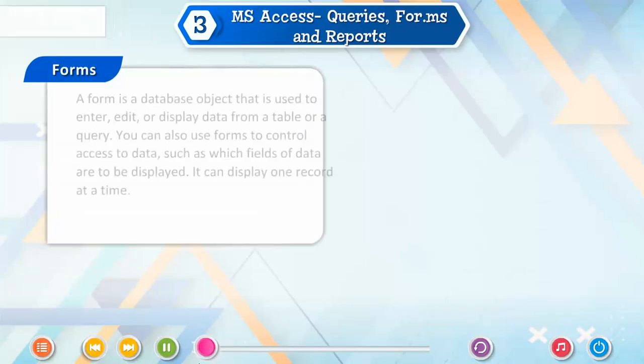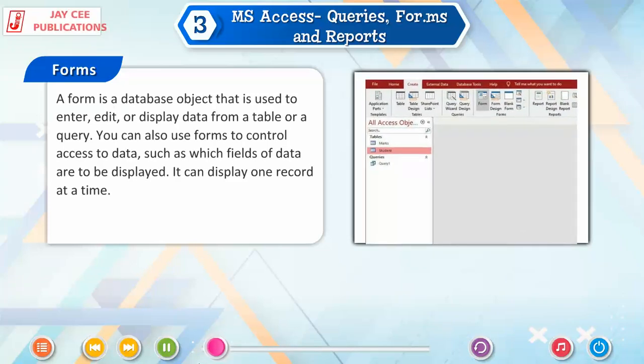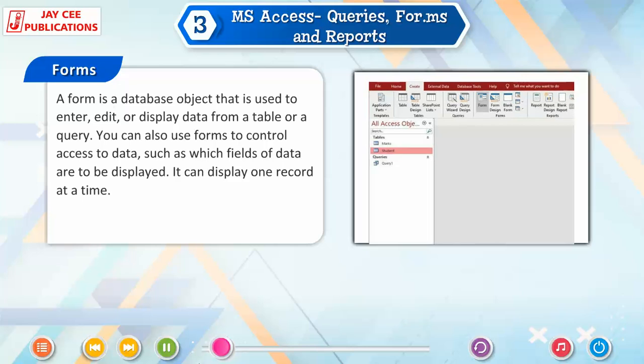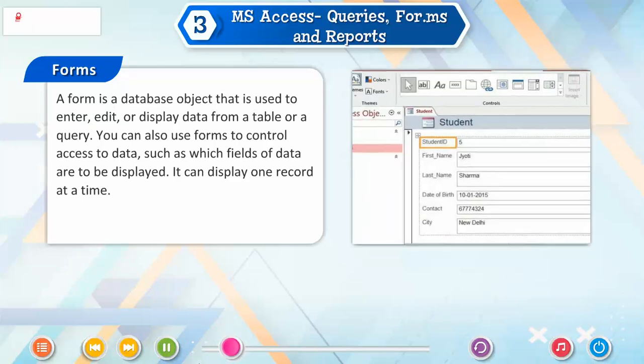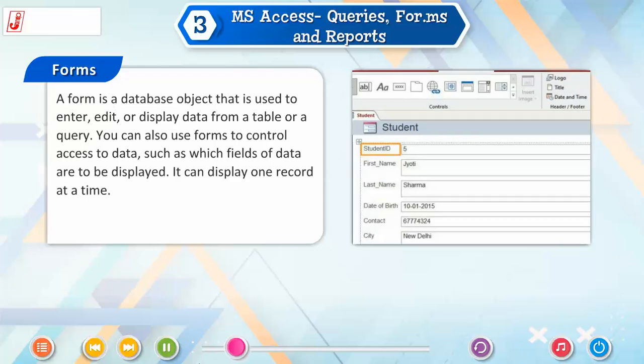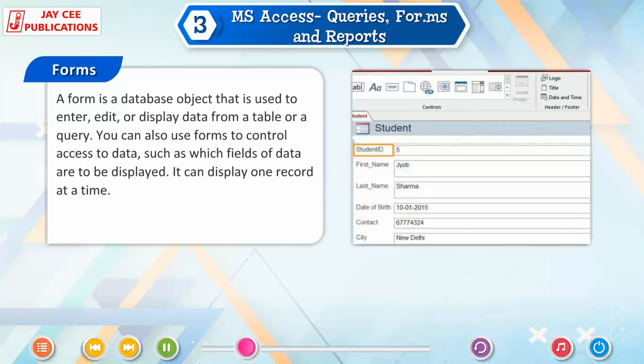Forms. A form is a database object that is used to enter, edit or display data from a table or a query. You can also use forms to control access to data, such as which fields of data are to be displayed. It can display one record at a time.